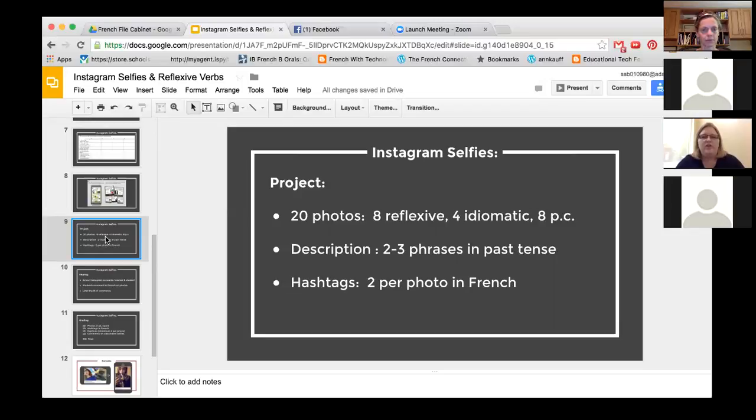And then the last part on this slide is the hashtag. They're required to put in 2 hashtags per photo. I require that they be in French, and that to them is just the funnest thing ever. And this is just a realm of using the language that I don't think they've ever really thought of.